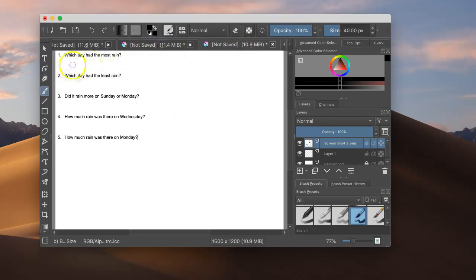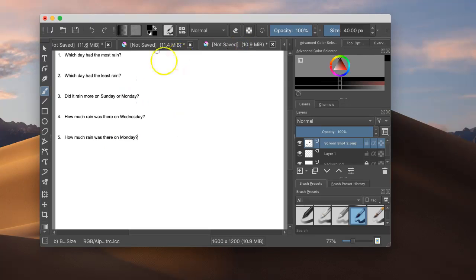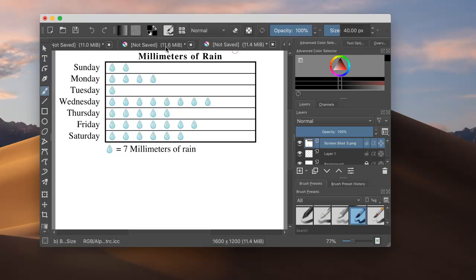So the first question is, which day had the most rain? So we go back to the pictograph, and we're looking for which day has the most raindrops. And I think we can agree that it's Wednesday. Wednesday has the most raindrops. For the next question, which day had the least rain? So now it's the opposite. Which day has the least amount of raindrops? And it's Tuesday.